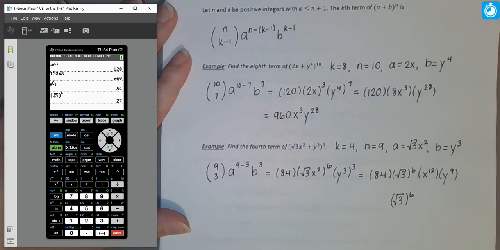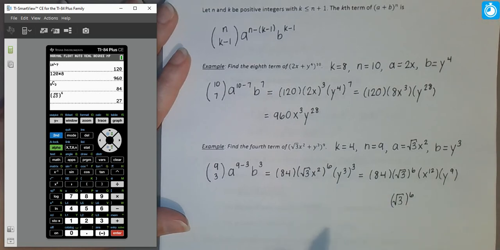Now why do we get 27? And why would I need to work this out by hand if the calculator did it for me? Well, this works out nicely in the calculator because we have an even exponent. If we don't have an even exponent, then simplifying this in the calculator is not going to be a good idea because it is going to give you an irrational number.